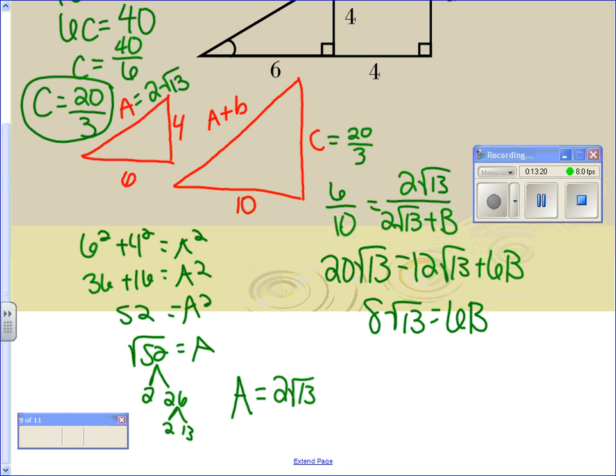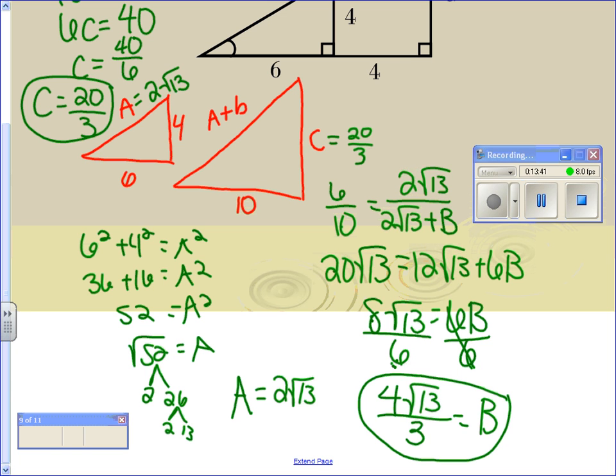And then what would you do? 8 over 6. Will that reduce? How will that reduce? 4 over 2 or 4 over 3? And that is what your B equals. Does that make sense? If you want to do Pythagorean theorem again, you can do 10 squared plus C squared equals this number. And then whenever you solve for it, just subtract 2 square roots of 13. And that'll give you your B.